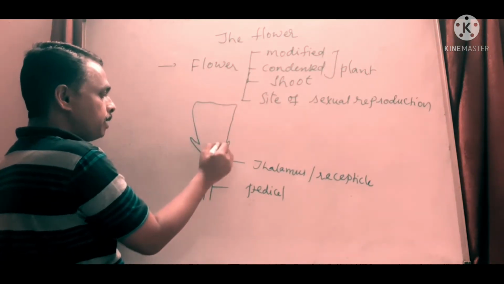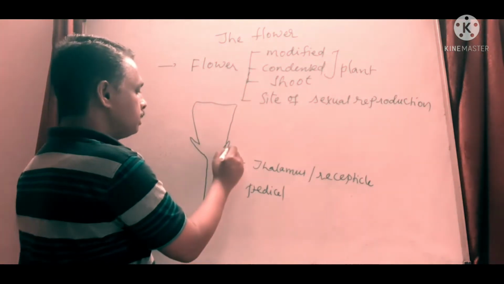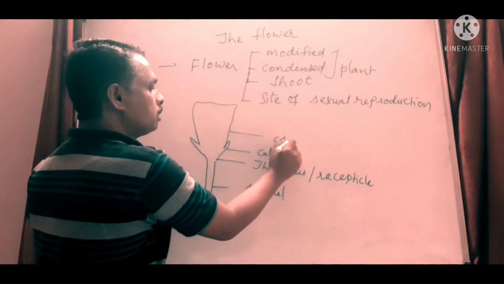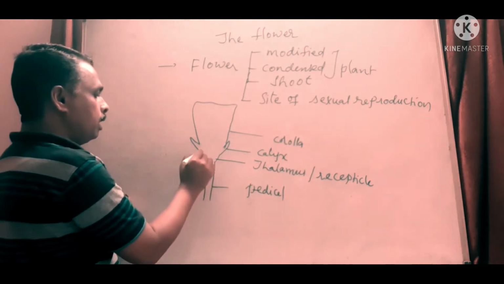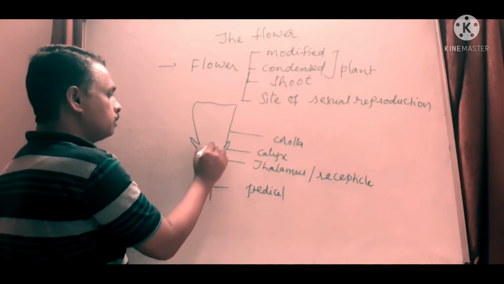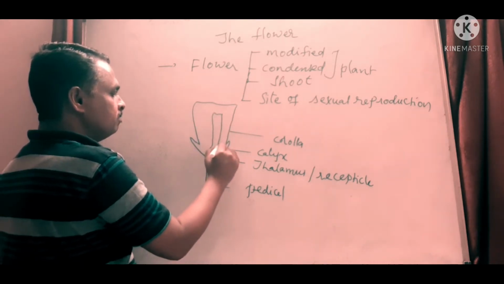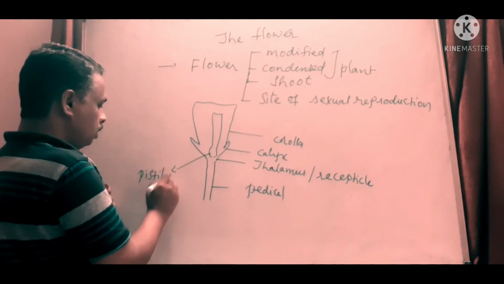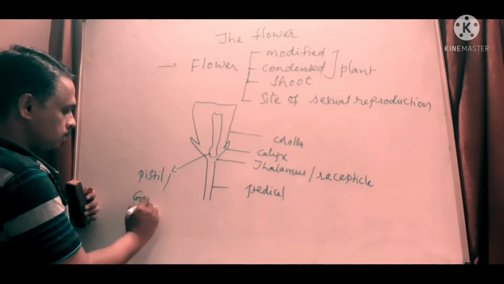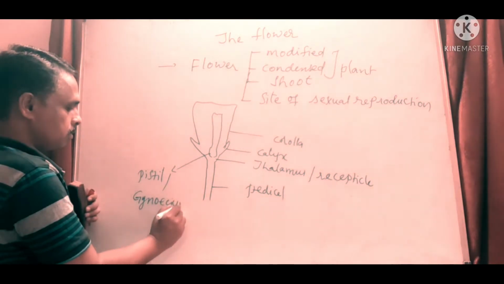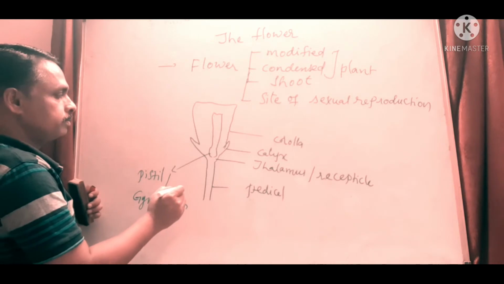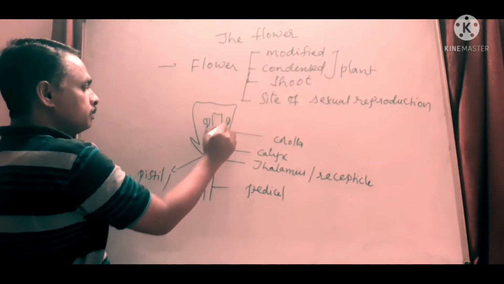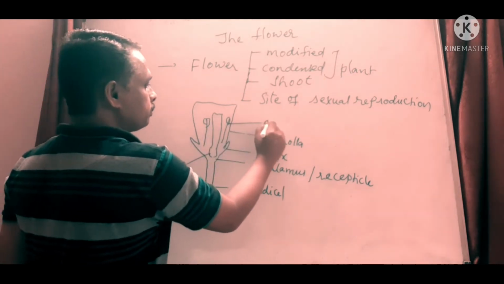are raised from this thalamus, such as calyx, corolla, and pistil, or otherwise called gynoecium, and androecium.